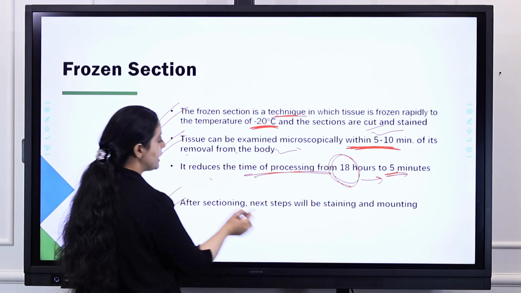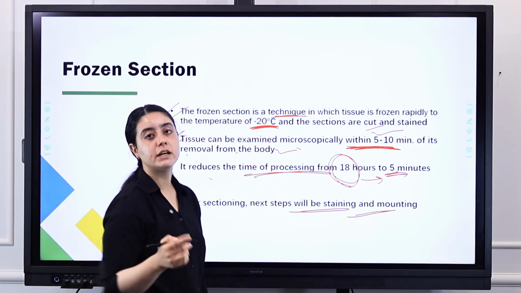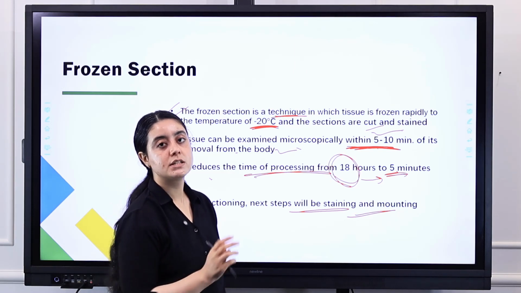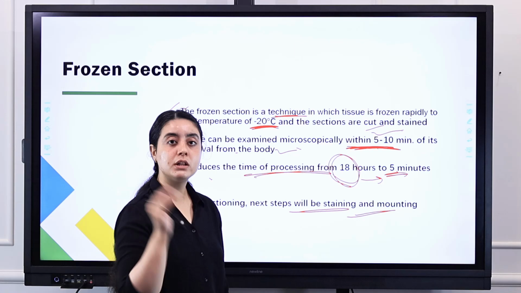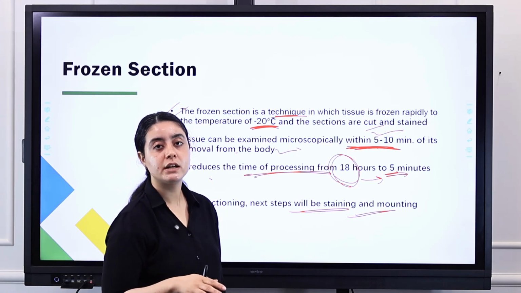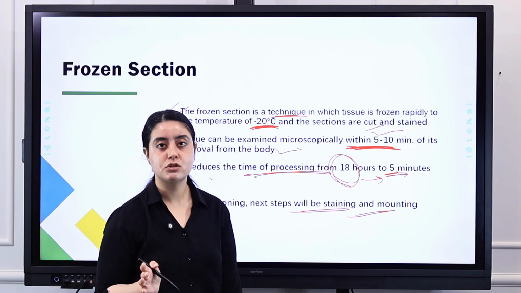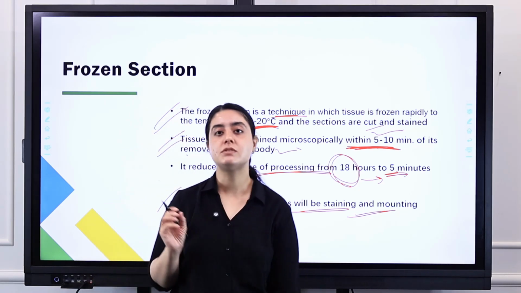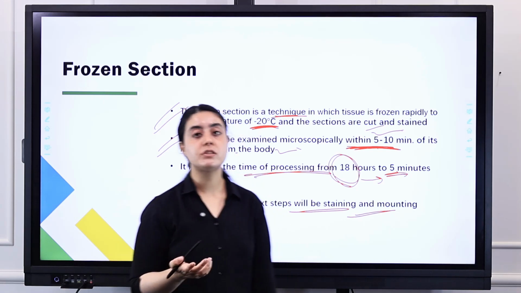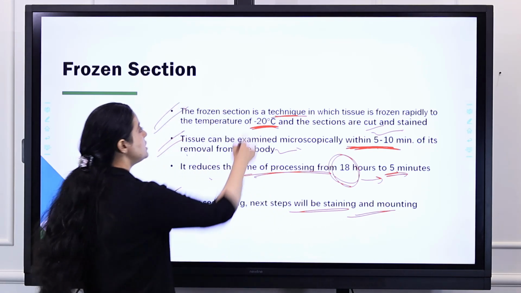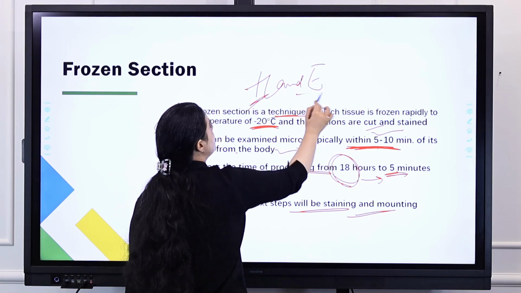After sectioning, the next steps will be staining and mounting, right? Which you will study in further units, on the staining procedures of histopathology. There you will come to know all the stainings done in histopathology and their classification. We have routine staining and special staining. The routine staining which we normally do in our histopathology lab is H&E staining, right? Hematoxylin and eosin staining.